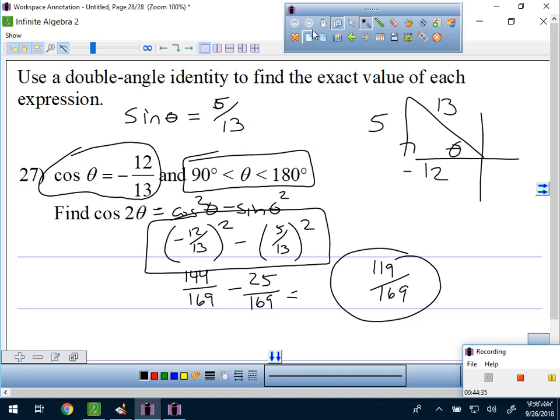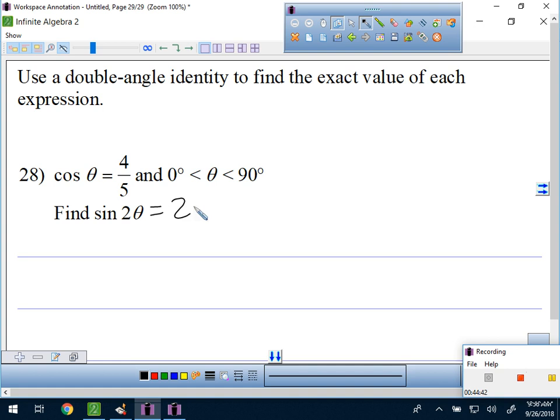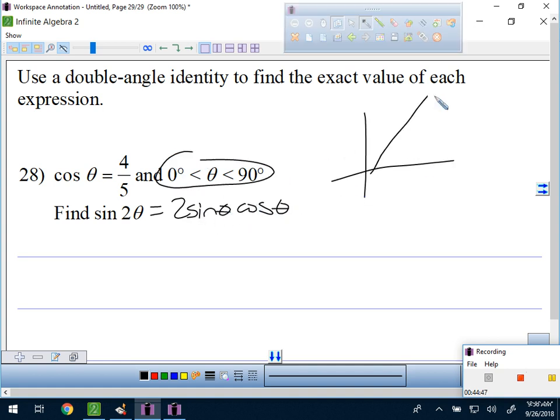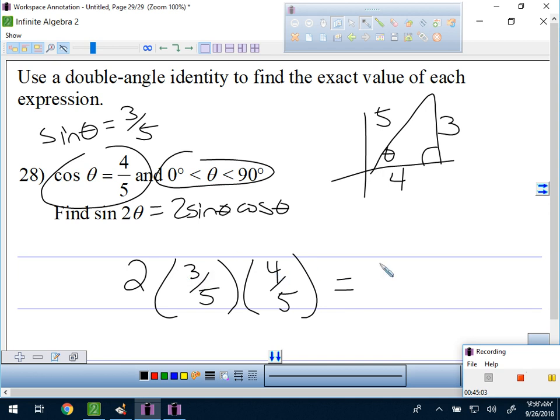All right, 28. For 28, this problem was another sine of 2 theta, so this is great, an extra one of these, why not? So you get 2 sine of theta, cosine of theta. You're in quadrant 1. It tells you that cosine is 4 over 5. I know that this is a 3, 4, 5, so that's it. So then sine of theta would be 3 over 5. Plug it in. Sine of theta is 3 over 5. Cosine of theta is 4 over 5. Multiply 2 times 3 times 4. You get 24 over 25. And that would be your answer for 28.